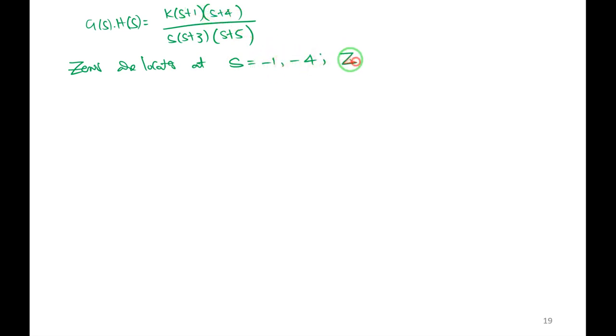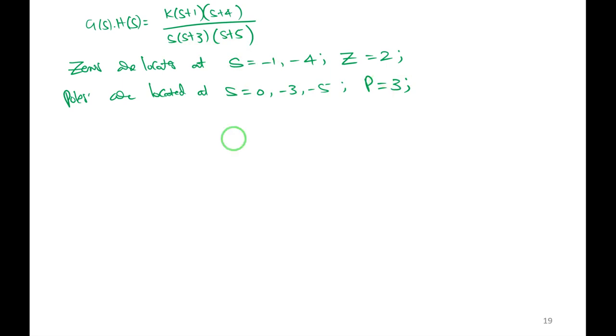So how many zeros are there? Two zeros are there. And poles are located at s equal to, I equate the denominator term to 0, s equal to 0, s equal to -3, s equal to -5. So how many poles are there? 3 poles. Right? So we'll first try to locate these poles and zeros.